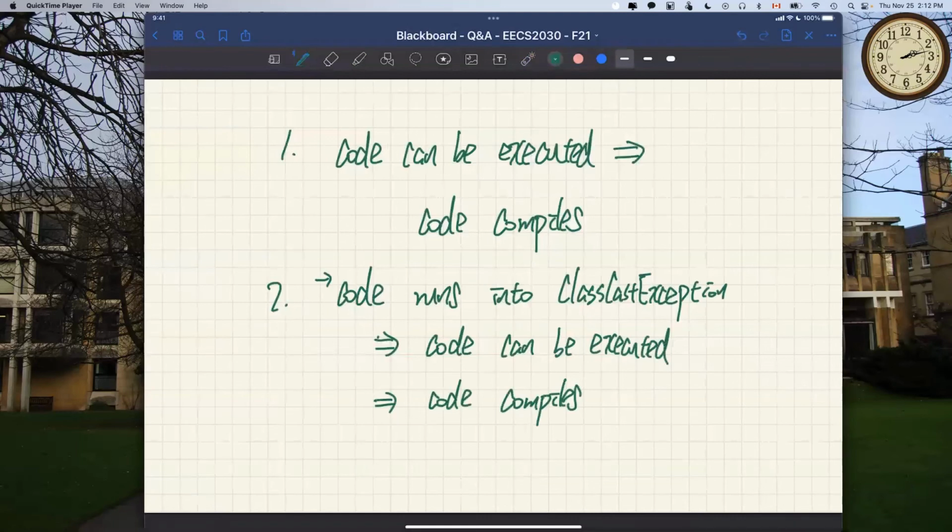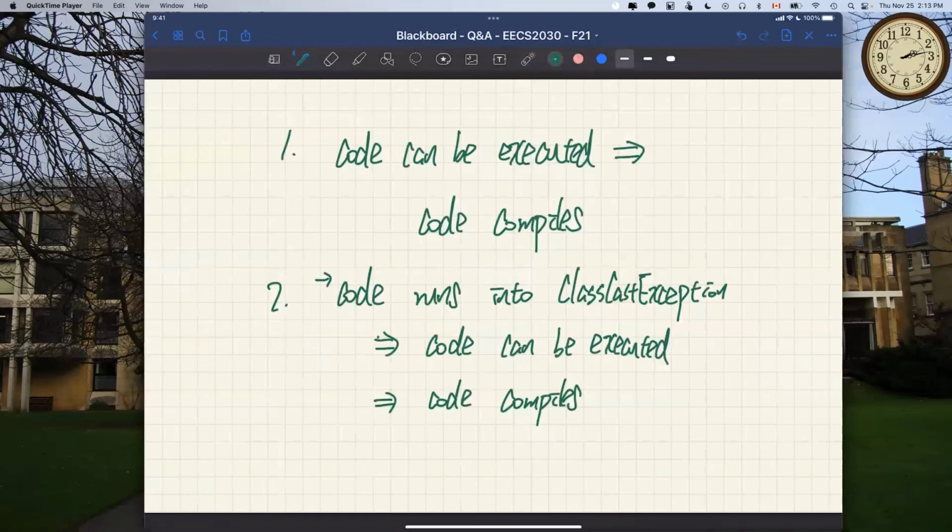So I wouldn't really ask you whether the code will actually execute. Most likely, I will ask you whether the code compiles, and whether or not you'll run into some exception. That's the way I'll phrase it. Okay. Yep. Thank you.